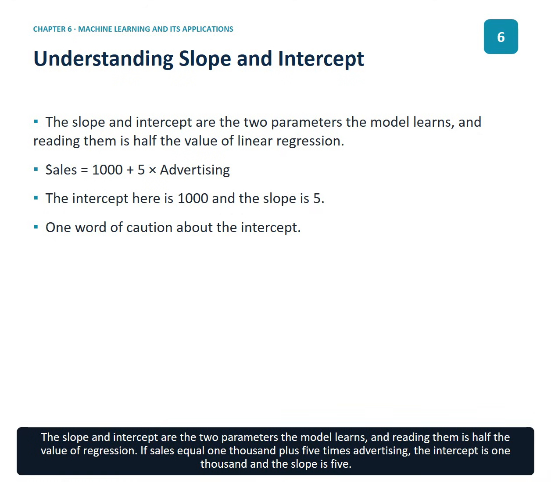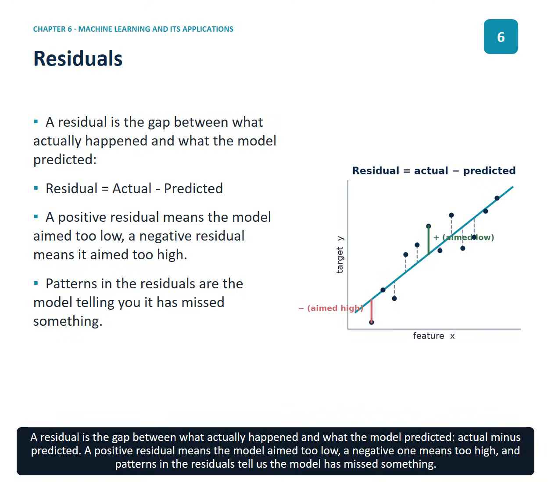If sales equal 1,000 plus 5 times advertising, the intercept is 1,000 and the slope is 5. A residual is the gap between what actually happened and what the model predicted, actual minus predicted. A positive residual means the model aimed too low. A negative one means too high. And patterns in the residuals tell us the model has missed something.